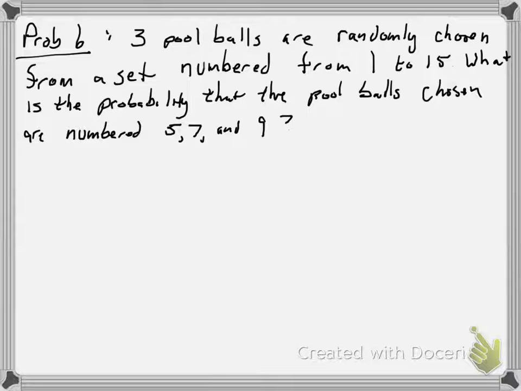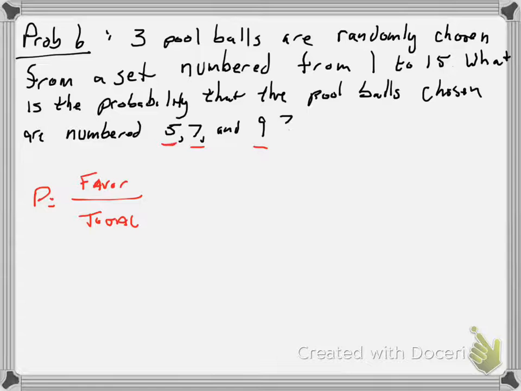Problem 6 is putting all of this together, and we're going to use it to find probability. So 3 pool balls are randomly chosen from a set numbered 1 to 15. What is the probability that the pool balls chosen are numbered 5, 7, and 9? So they're giving me specific numbers. So how many total ways are there? Remember, probability is favorable over total. That's what probability is.